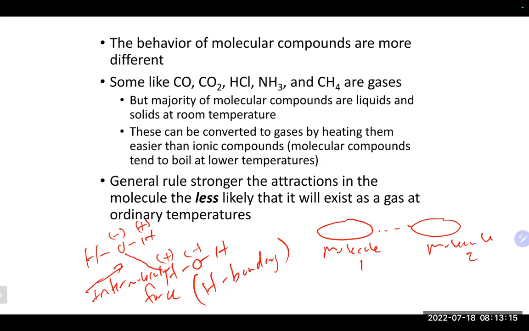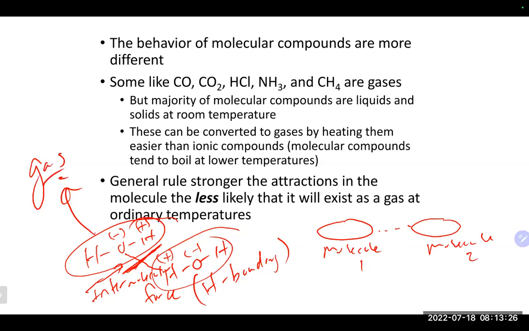So what happens when we heat something like water is pretty simple. It can break this bond between the two water molecules, and that allows each of these water molecules to go into the gas phase pretty easily. There are certain covalent compounds that are just gases under normal conditions. So things like carbon monoxide, carbon dioxide, hydrogen chloride gas, ammonia, and methane gas right there. But a vast majority of molecular compounds are liquids and solids at room temperature, but that is the major difference between a molecular compound and an ionic compound.